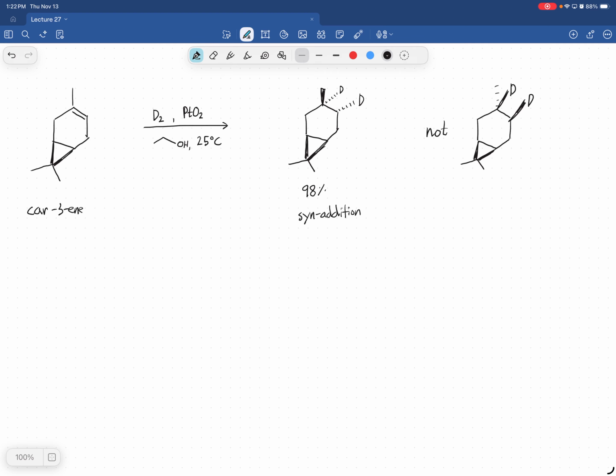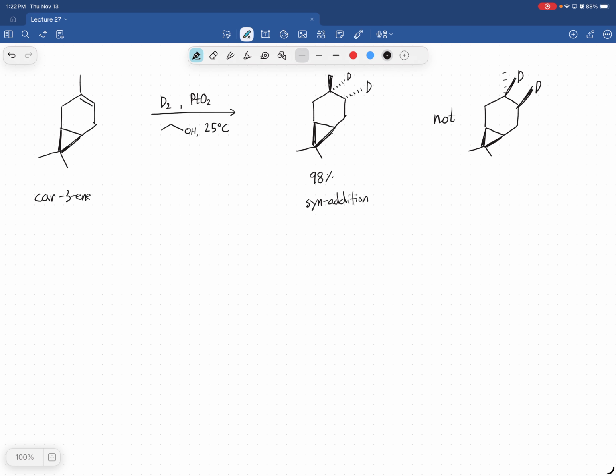Does anyone have an idea why? Yeah, so you can think of steric hindrance. What do you think the role of the catalyst is? Let's talk about that. Once you've seen this picture, you can fix your answer and then turn that in to me.